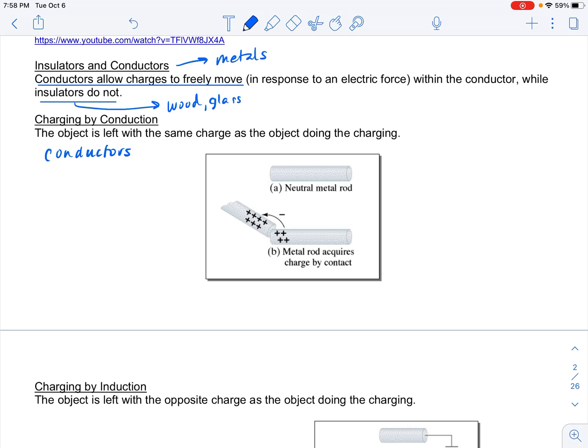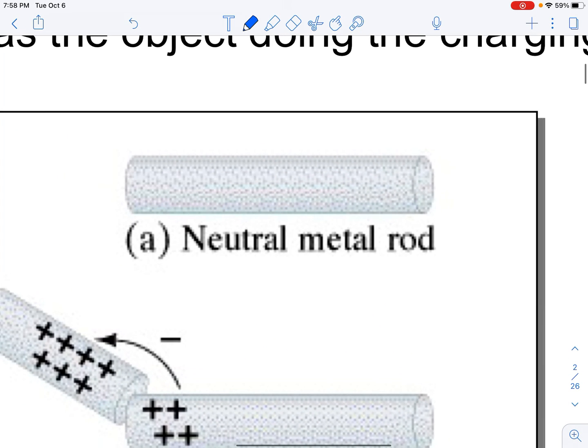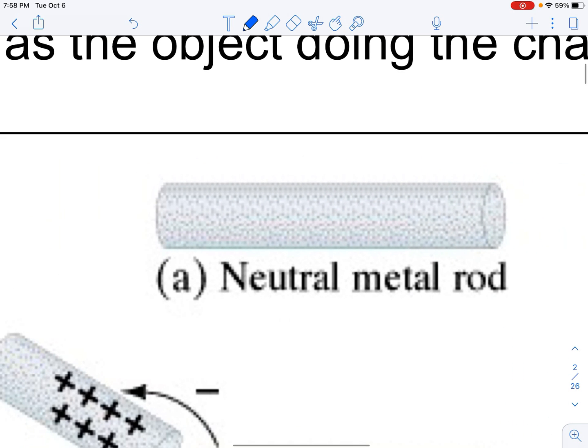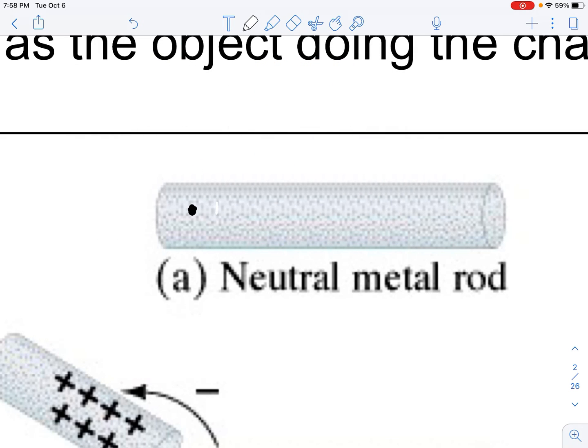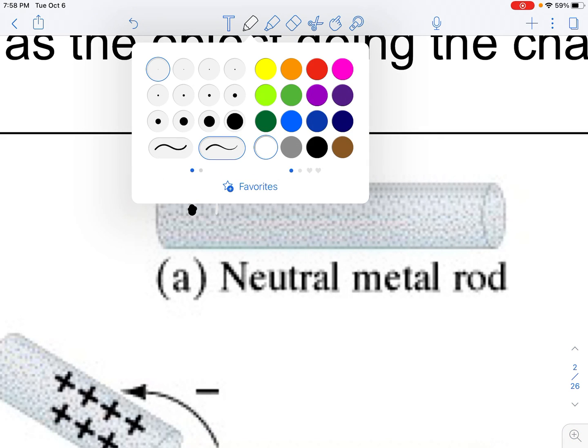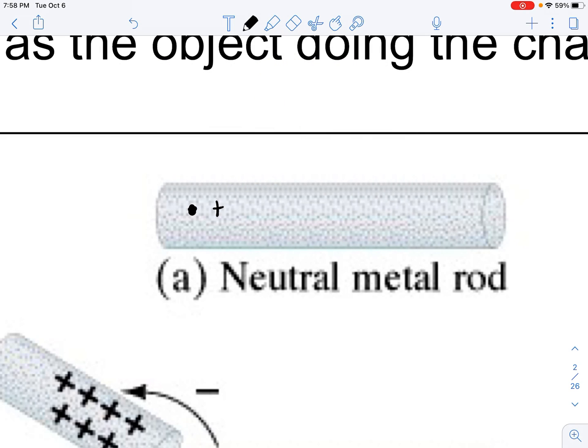So let's say I start with a neutral metal rod. So if I could zoom in on this neutral metal rod, it's not that there would be no charge. The fact that it's neutral means that there is equal numbers of positive and negative charges in the atoms bound inside of that rod.